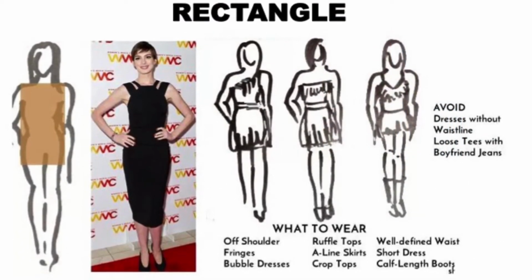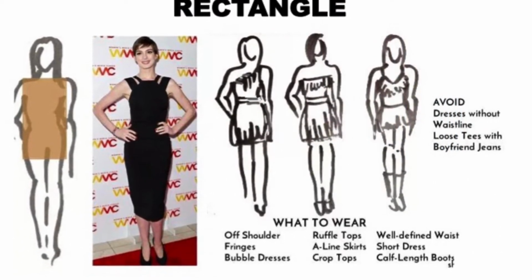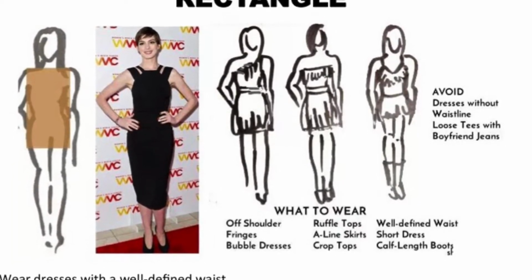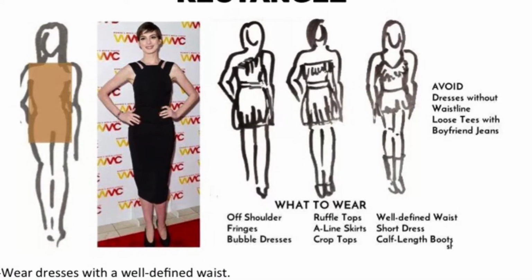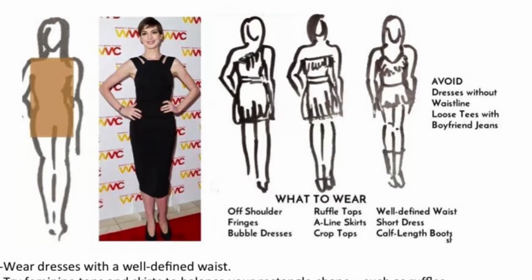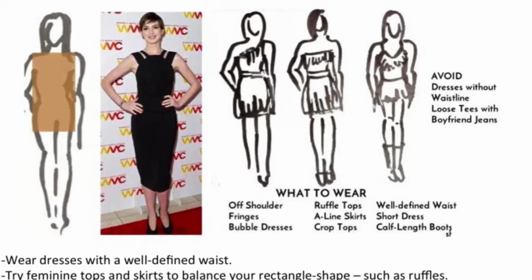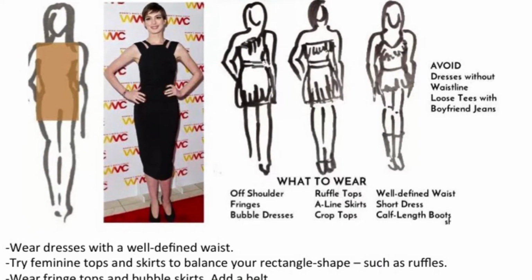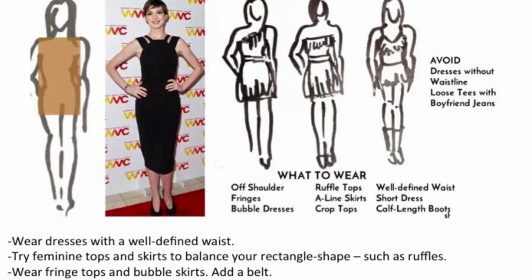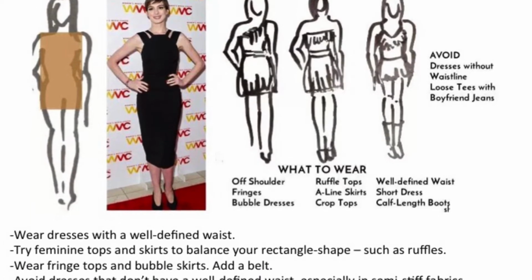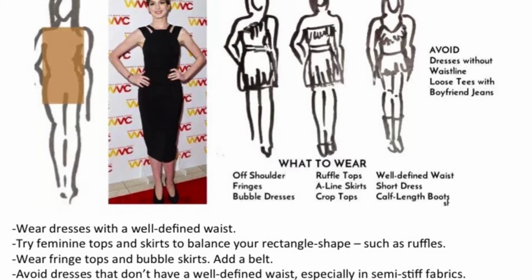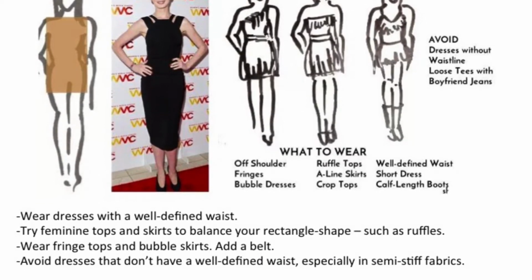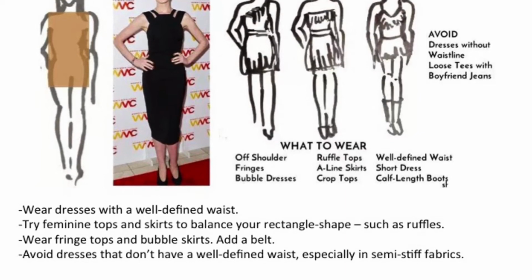So a rectangular shape, we need to create the illusion of volume. Always nip in the waistline, wear dresses that are well defined at the waist, and then create the volume either at the top or the bottom to create the illusion of curves. And you can do this by wearing either fringe or flowy bubble tops. And even at the bottom of the skirt, you can wear flowy tulle or fringe at the bottom of the skirt to create that illusion of curves.